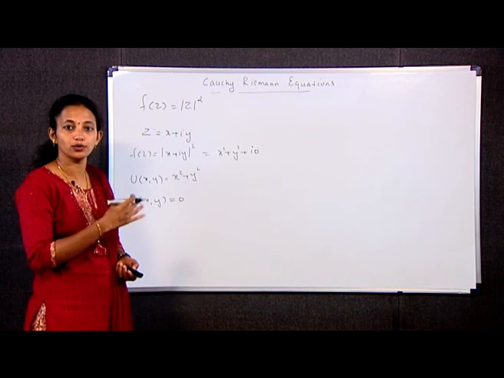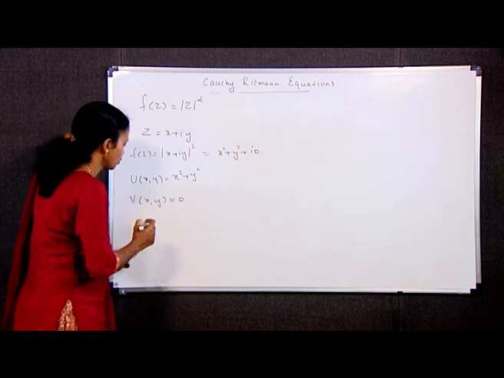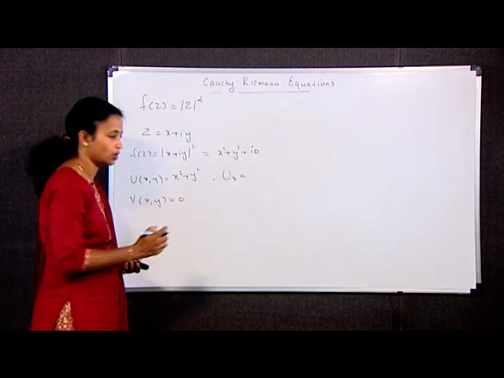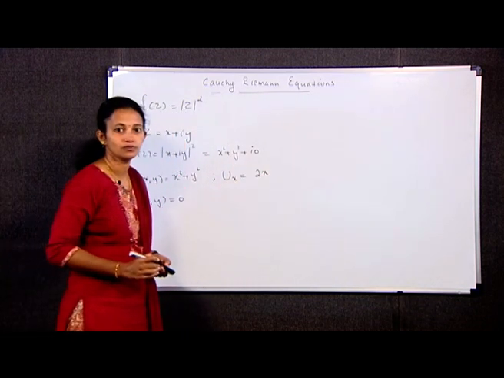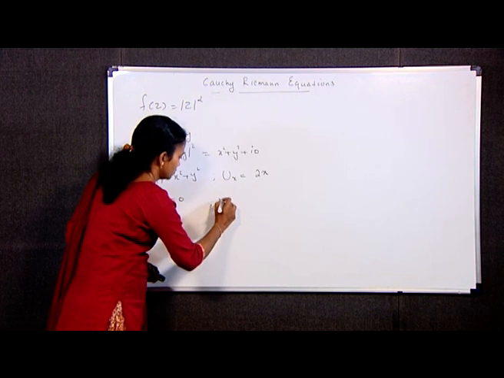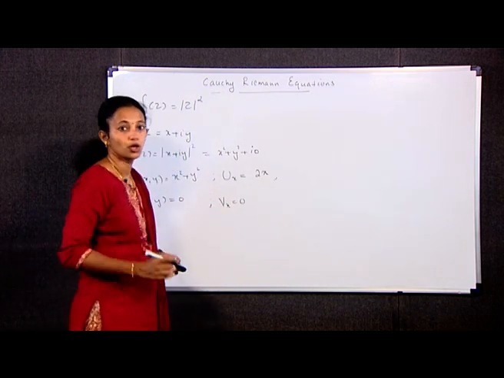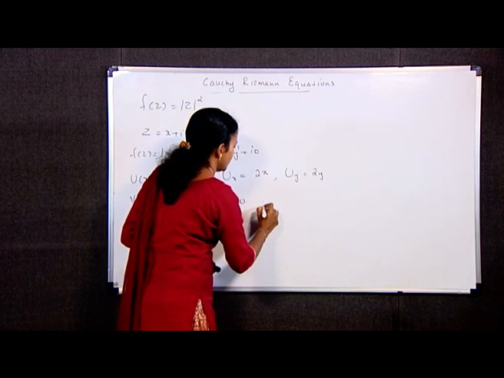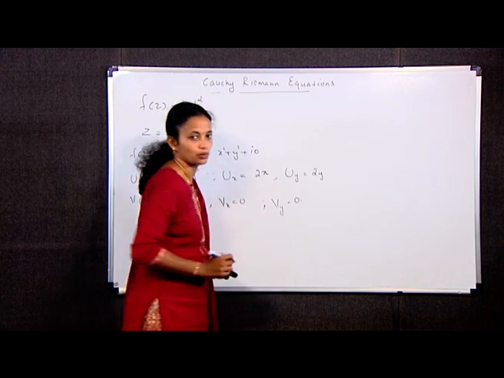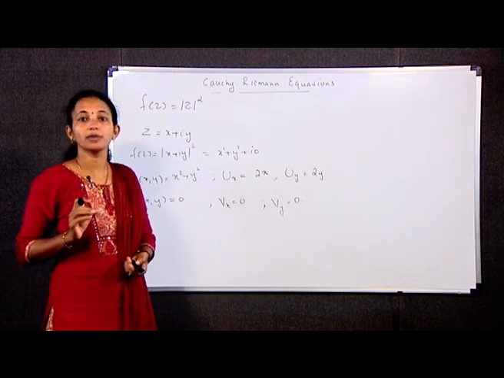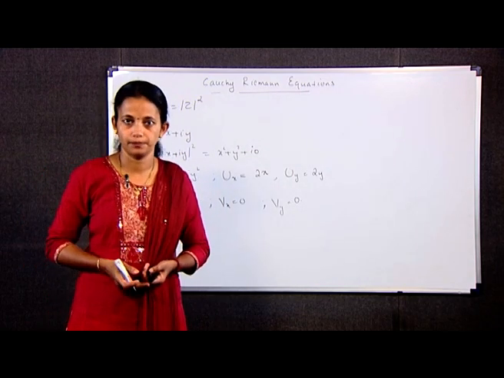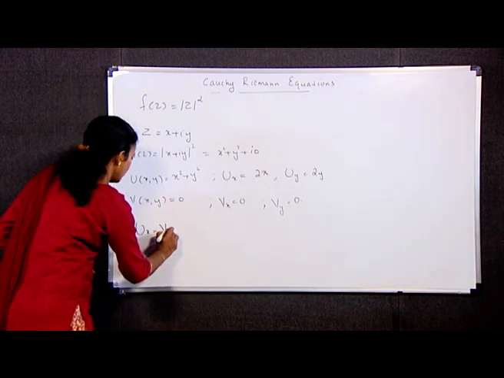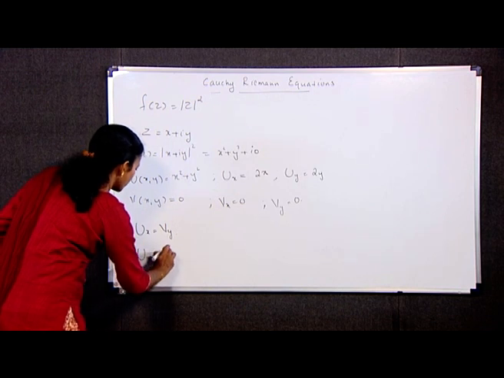Next we have to find u_x, v_x, u_y and v_y. So, u_x, that is dou u by dou x, is equal to 2x. v_x is of course equal to 0. u_y is equal to 2y. And here we have v_y is equal to 0. If the Cauchy-Riemann equations are to hold at a point (x,y), then we must have u_x is equal to v_y and u_y is equal to minus v_x.